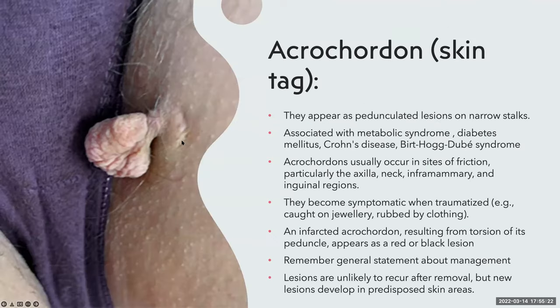And then skin tags. So you can see that it's pedunculated, right? And then it grows like a tree, right? So they appear as pedunculated lesions with a narrow stalk. They're associated with the metabolic syndrome and diabetes. Actually, this is more why you tend to see them in obese people. Remember that obese people tend to have darker thighs, thigh rubs and all that, so that predisposes them to getting these things. So metabolic syndrome and then diabetes. You can also get it in Crohn's, which is not very common in our setup, and then Birt-Hogg-Dubé syndrome.